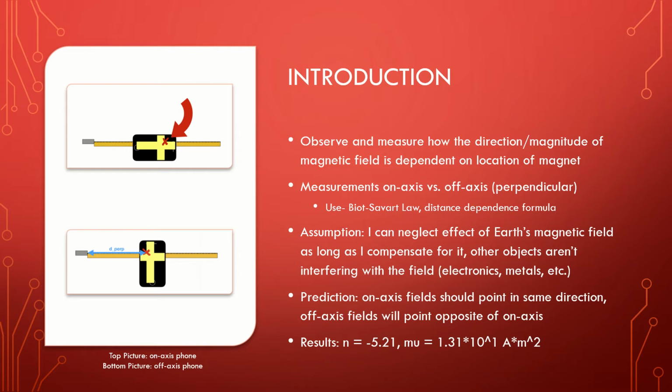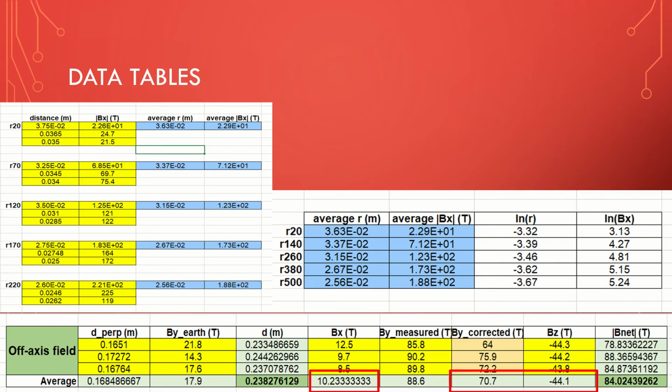Some predictions I made were that the on-axis fields should point in the same direction and the off-axis fields would point in the opposite direction of on-axis. I also found that n equaled negative 5.21 and mu equals 1.31 times 10 to the 1.